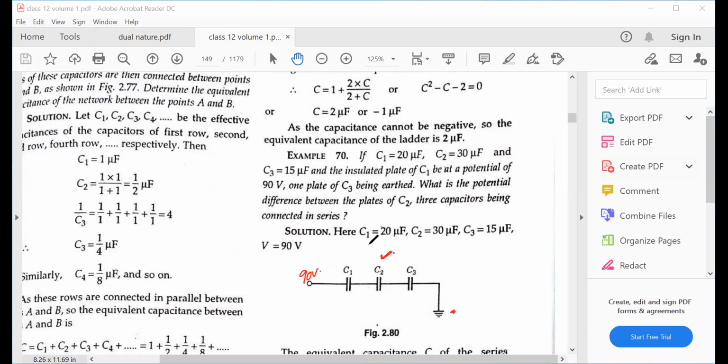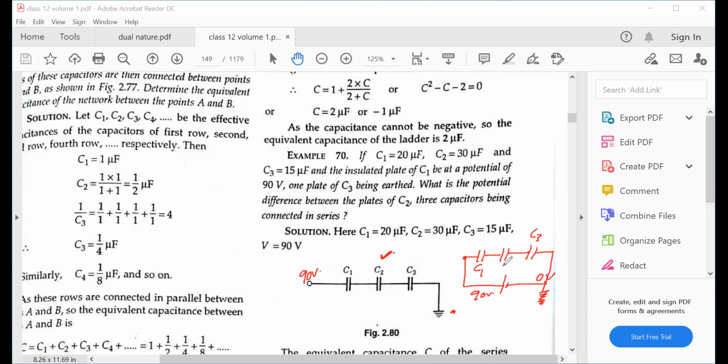Three capacitors are connected in series. So C1, C2, C3 are connected in series here. We need to find the potential at C2. It is easy only. I'll redraw the same circuit like this: three capacitors, 1, 2 and 3. It is earthed, so I can draw one plate positive and one negative. The negative terminal of C3 is connected to ground. Remember, at the grounded part the potential is equal to 0 volts, and at C1 the potential is 90 volts.